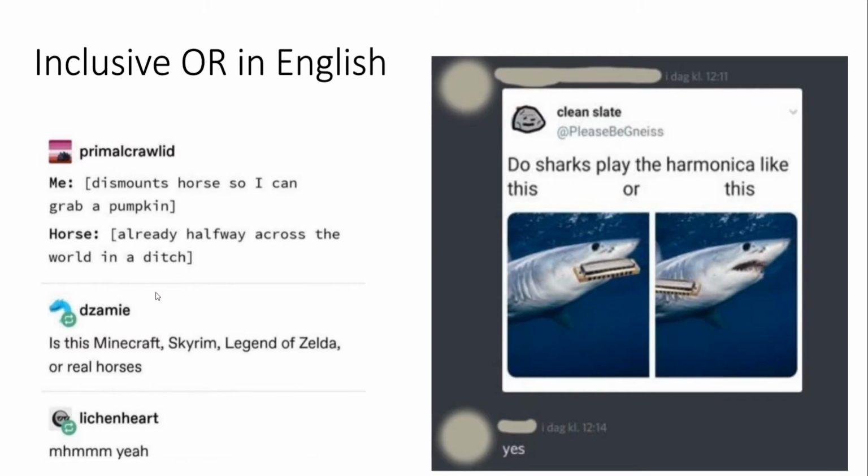Here are some examples. If somebody's saying, do sharks play harmonica like this or this? And somebody answers yes, meaning both of these are correct. Or, is this one of these 3 video games, this weird situation? And somebody's just saying yes.